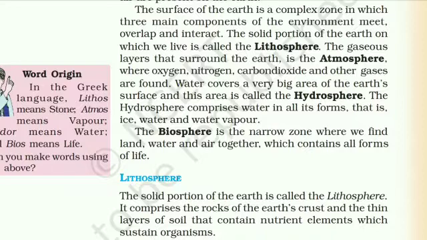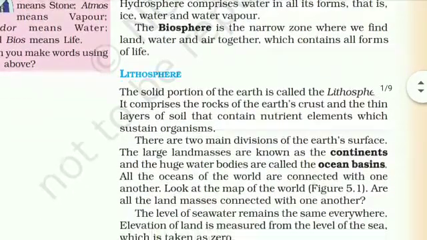The earth's surface can be divided into two main parts. They are the continents and ocean basins. Continents. The huge land masses on the earth are called continents. Then the ocean basins, the huge water bodies on the earth, are called ocean basins.